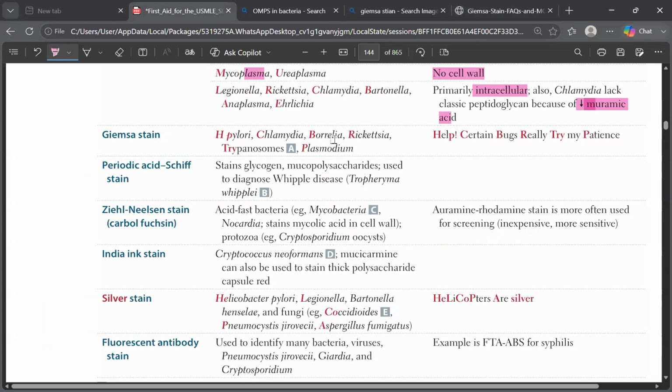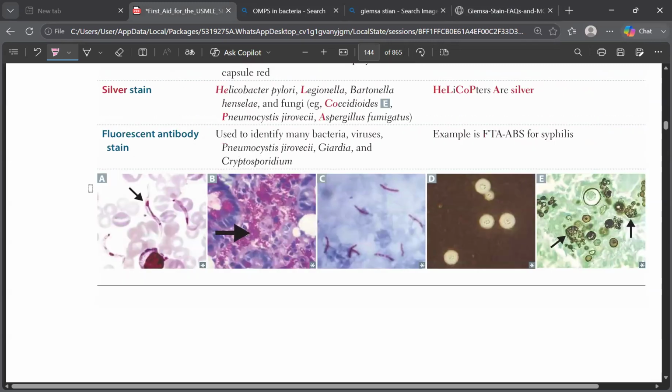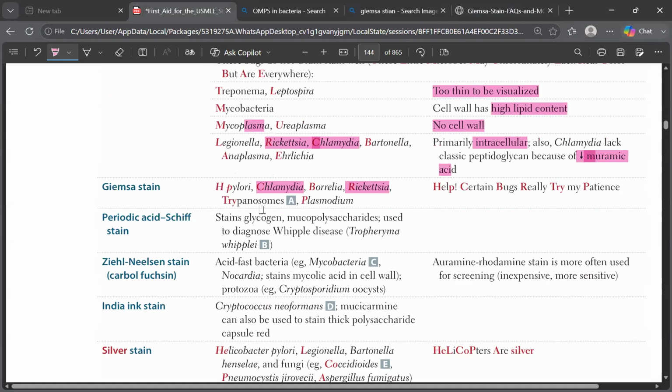Then there's Borrelia, Rickettsia, again that list of intracellular bacteria that do not stain the usual way, but they are taking Giemsa stains supposedly. Chlamydia and Rickettsia, and there are also trypanosomes and Plasmodium. Okay, so these are trypanosomes. So H. pylori, Chlamydia, Borrelia, Rickettsia, trypanosomes, and Plasmodium, all of these take the Giemsa stain.